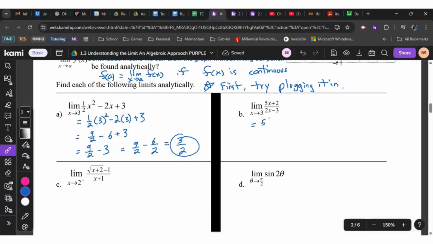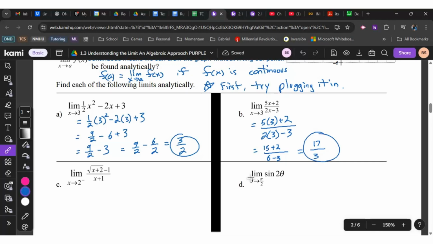So this is just going to be 5 times 3 plus 2 over 2 times 3 minus 3. Then we just simplify that. 5 times 3, 15 plus 2. 2 times 3, 6 minus 3. What's 15 plus 2? 17. What's 6 minus 3? There you go. See, you did another one.